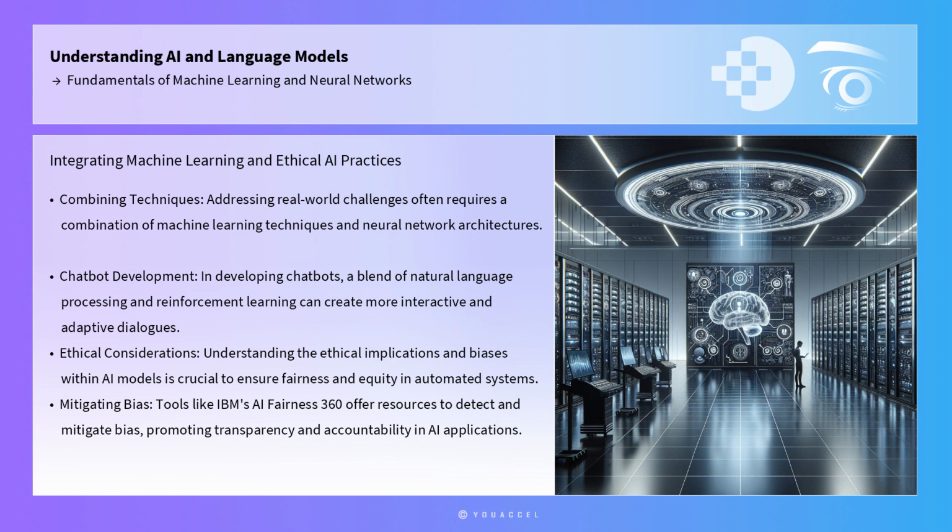Addressing real-world challenges often requires a combination of these machine learning techniques and neural network architectures. For instance, in developing chatbots, a blend of natural language processing and reinforcement learning can create more interactive and adaptive dialogues, enhancing user experience. Furthermore, understanding the ethical implications and biases within AI models is crucial. Bias in training data can lead to skewed predictions, affecting fairness and equity in automated systems. Tools like IBM's AI Fairness 360 offer resources to detect and mitigate bias, promoting transparency and accountability in AI applications.